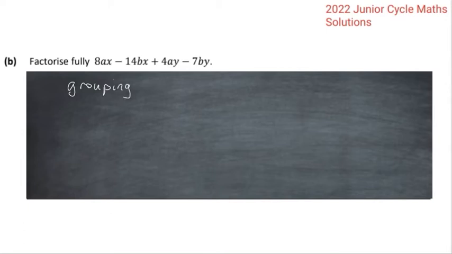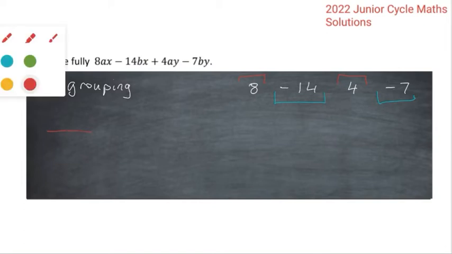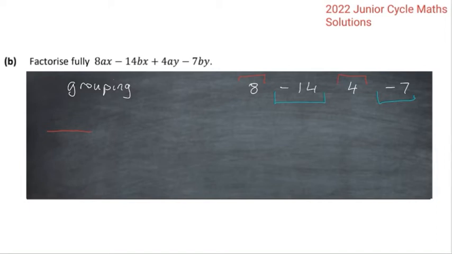So first of all, let's look at the commonality with the numbers. So we have 8, minus 14, 4 and negative 7. So we can do pairs here, negative 14, negative 7. 4 and 8 have also commonality as they're both divisible by 4. So we're going to split up the terms in that manner. Okay, so that would be the most important step. Then we can factor out the highest common factor in the sets of terms.